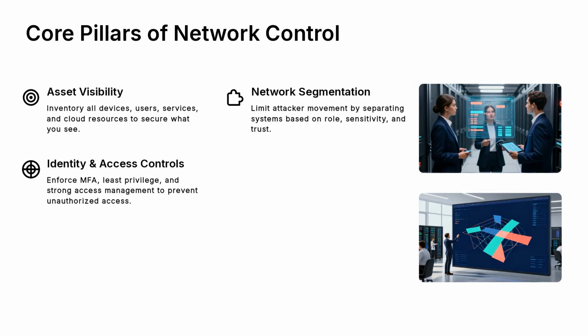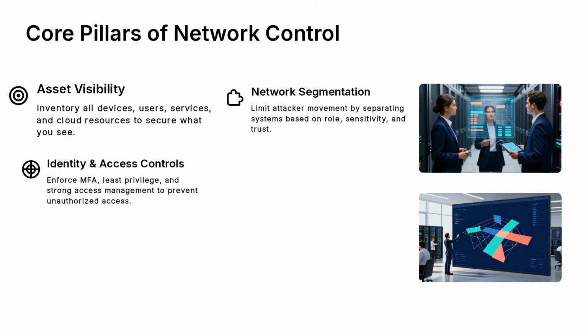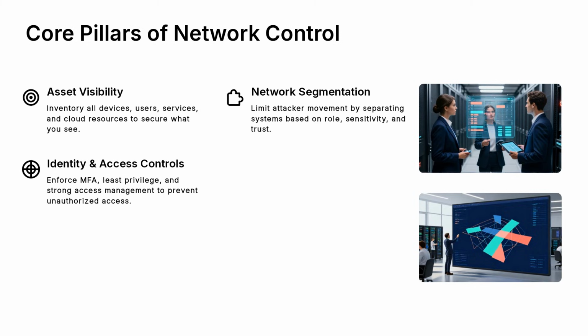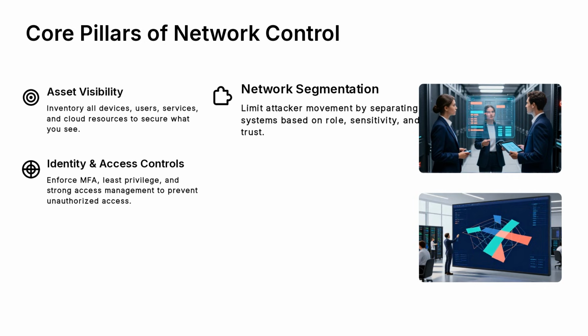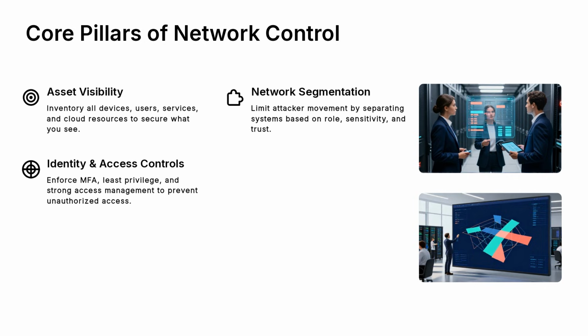It begins with asset visibility. You must maintain a comprehensive inventory of all devices, users, services, and cloud resources because you simply cannot secure what you cannot see. Following visibility is network segmentation, which is critical to limit attacker movement by separating systems based on their specific role, sensitivity, and level of trust within the organization.